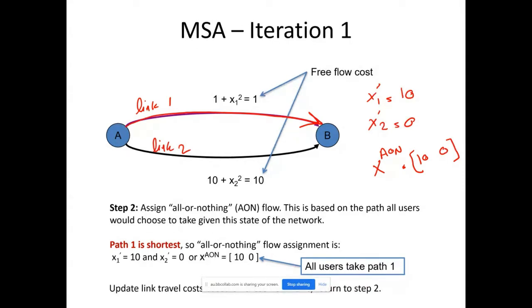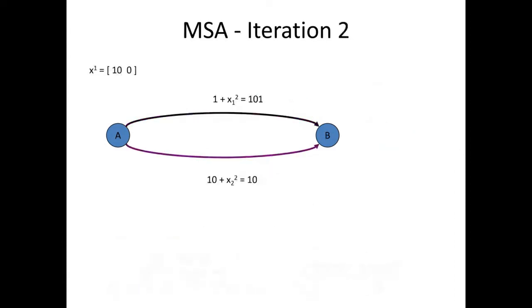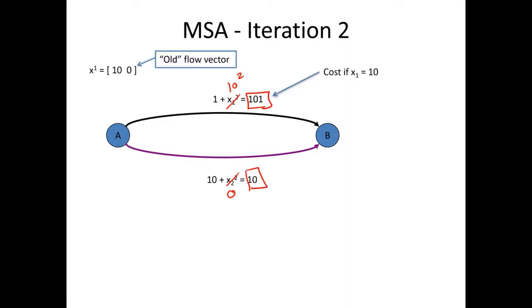Now we have some volumes on the links, right? So we can actually update the link travel costs now based on these flows. So let's update the link travel costs. Now that we know we have 10, this would be 10 power 2, this would still be 0. So the new link costs would be 101 and 10, right?